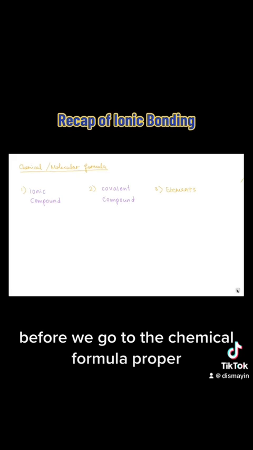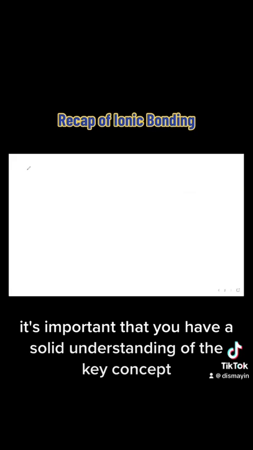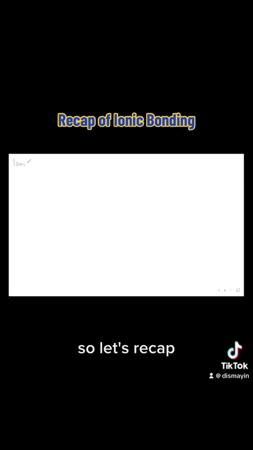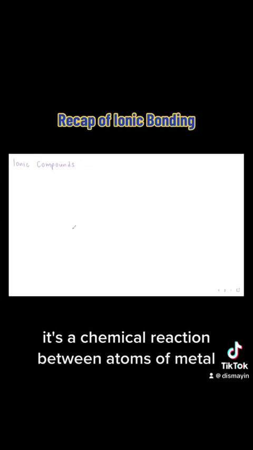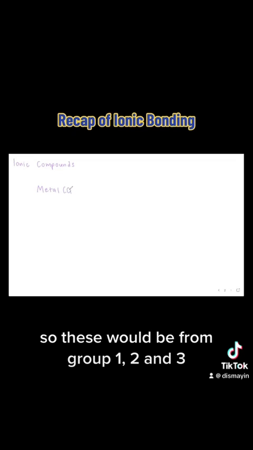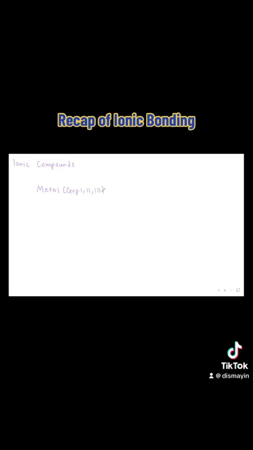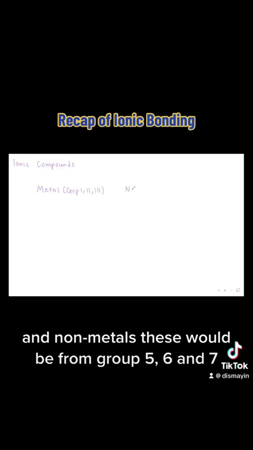Before we go to the chemical formula proper, it's important that you have a solid understanding of the key concepts. So let's recap, all right? Do you recall what ionic bonding is? It's a chemical reaction between atoms of metal, so these would be from group 1, 2, and 3, and non-metals. These would be from group 5, 6, and 7.